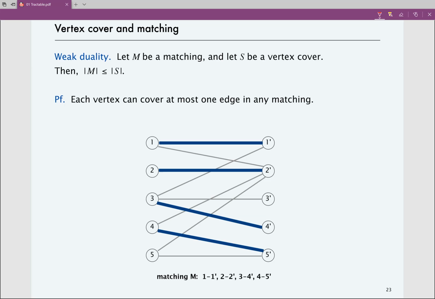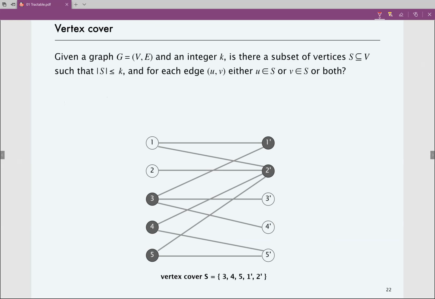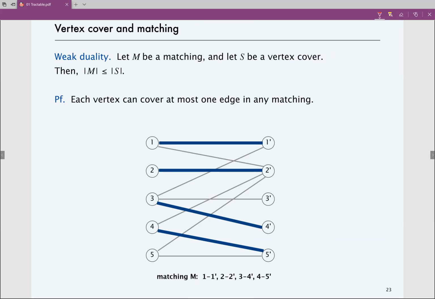The nice property about matchings is that the first property is this weak duality property. It says that if you take any matching and any vertex cover, then the matching is not going to be larger than the vertex cover. Here we have 4 edges in the matching, so the size of this matching is 4, and previously we had a vertex cover using 5 nodes. You could also have larger vertex covers, but any matching is going to be no larger than any vertex cover.